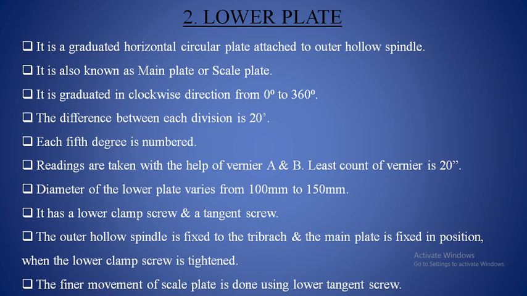The complete plate is graduated in degrees and minutes, from 0 degrees to 360 degrees, and the difference between each division is 20 minutes. So in the main scale you can only see degrees and minutes. There will be no seconds division in the main plate, and here each fifth degree is numbered.